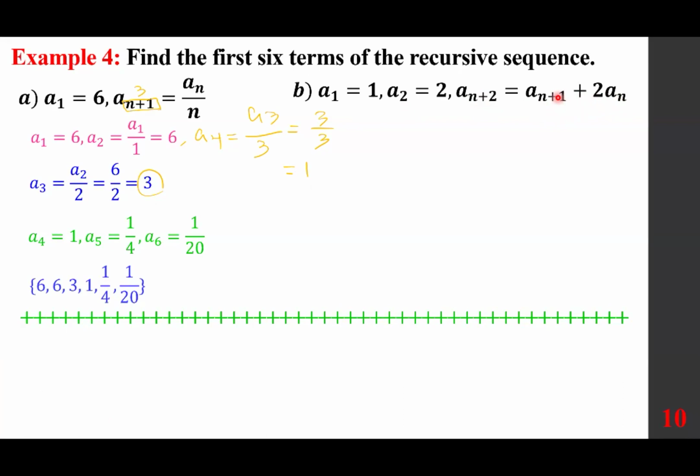So, again, understanding this formula, what should be the formula for a sub 3? In other words, if we change this to 3, we say a sub 3 equals what? Anybody? It's a sub 3 equals a sub 2 plus 2 a sub 1. Excellent. This is exactly what she says, and that means 2 plus 2 times 1, 4.